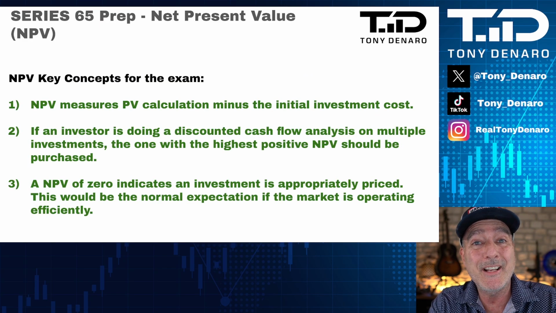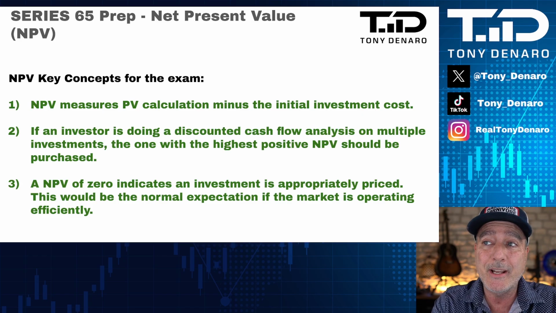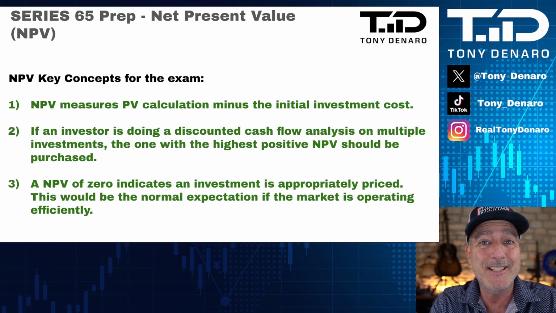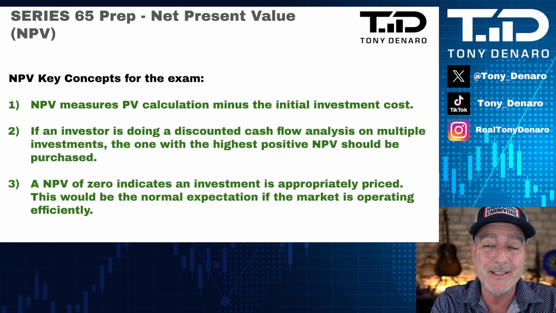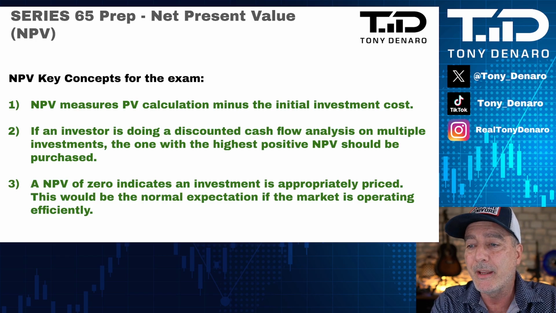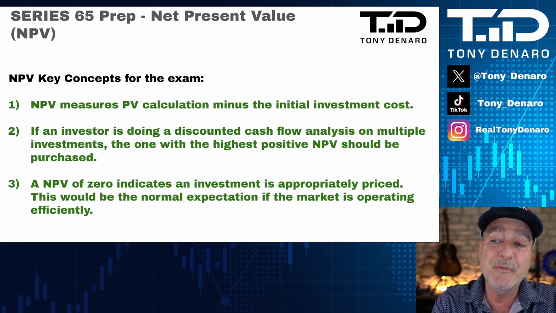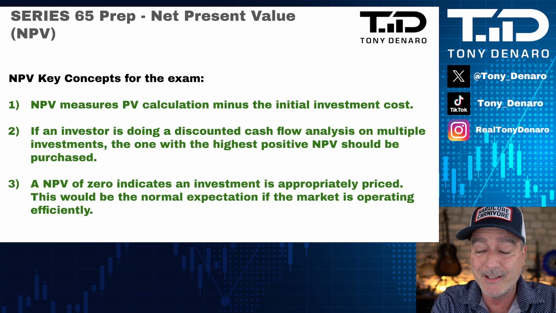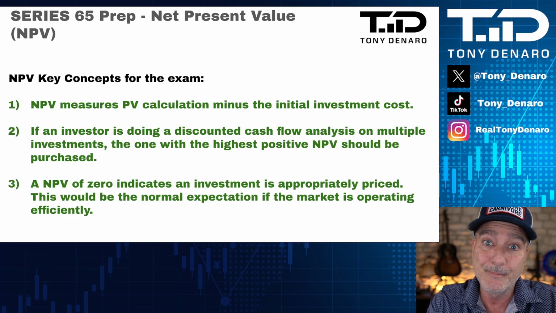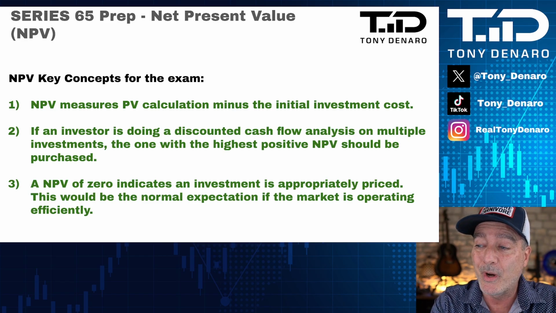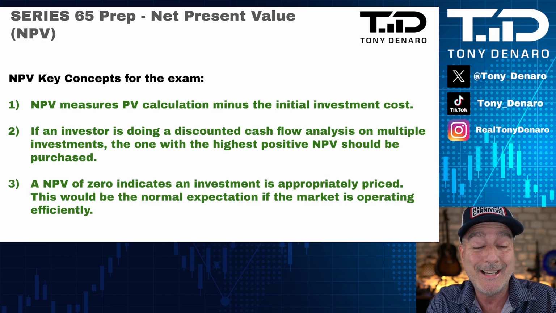We just talked about item number 1. Let's move on to item number 2 here. Some key concepts to remember for the exam, because you might get some questions asking you to compare investments based on net present value, and they're going to give you the numbers. You've got to pick which is the best one. If an investor is doing a discounted cash flow analysis on multiple investments, the one with the highest positive NPV would be the one that would be ideally purchased.